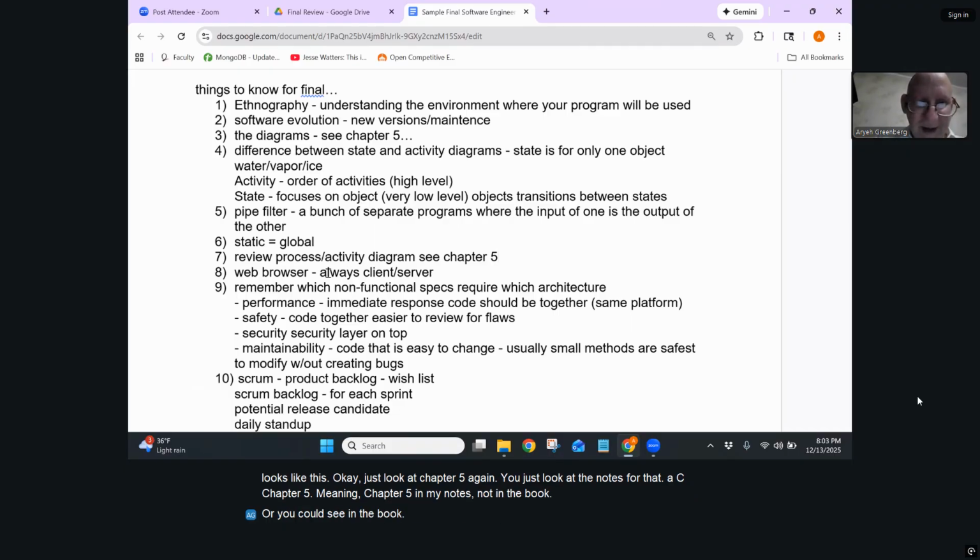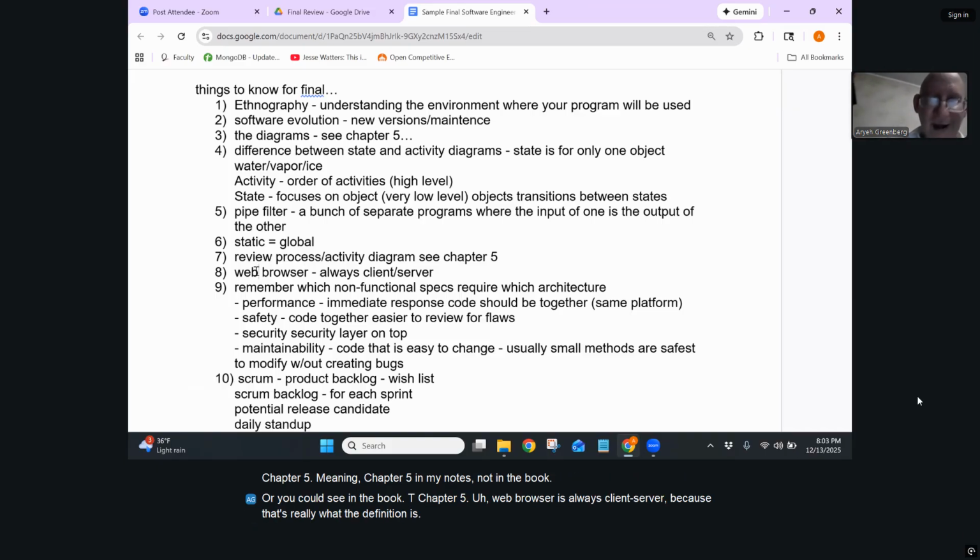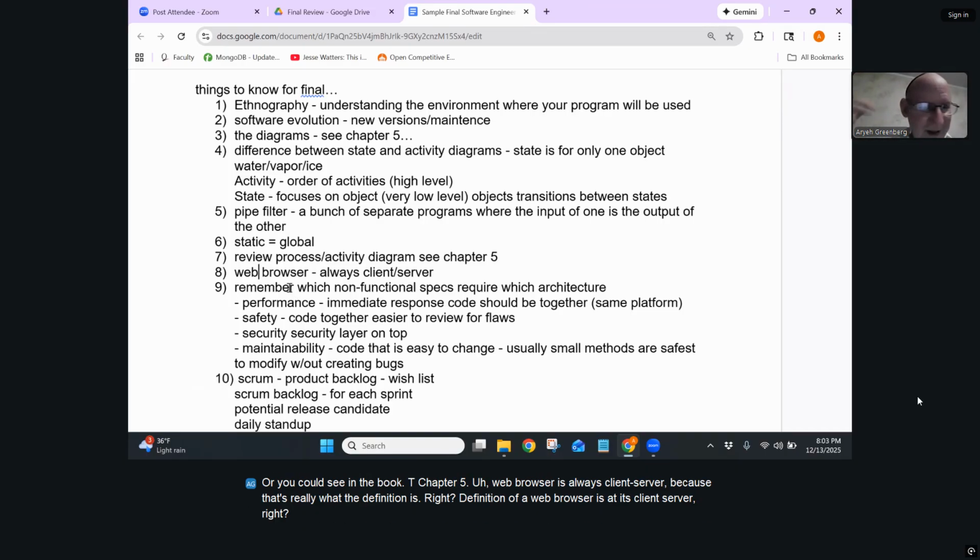See chapter 5. A web browser is always client server because that's really the definition, right? It's making requests and getting responses from a server, from a web server. Okay.